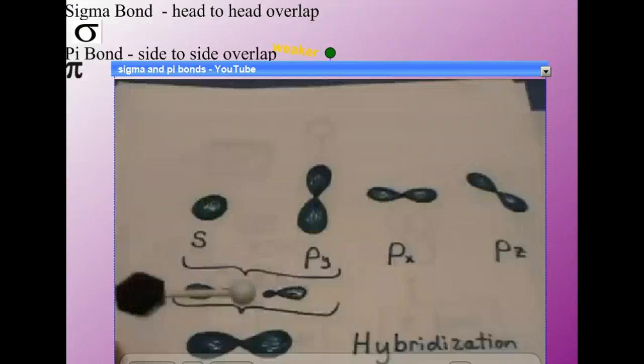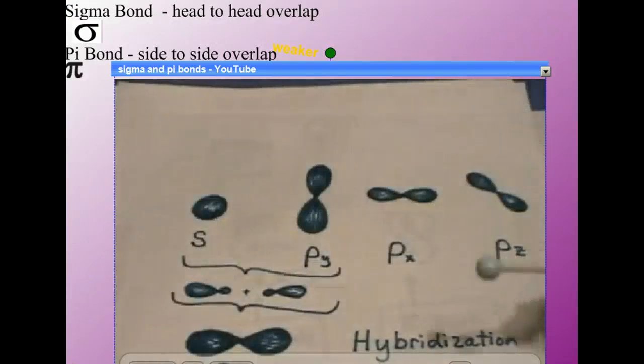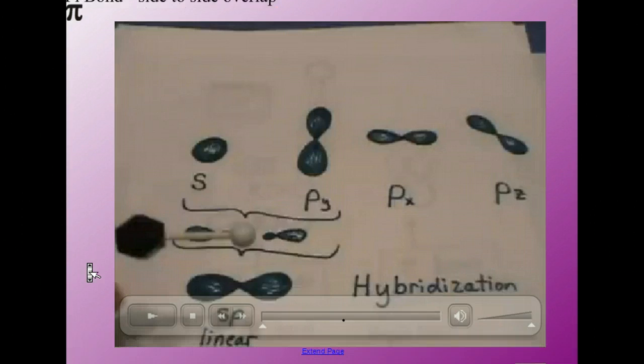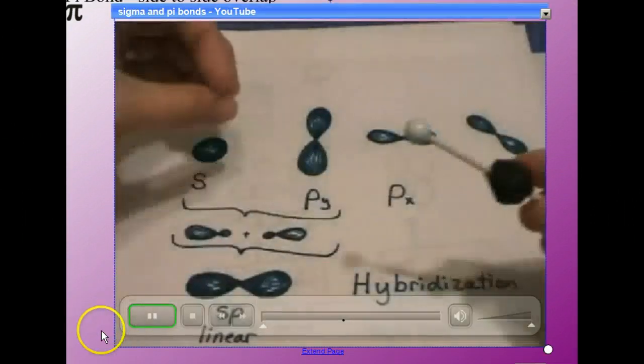One final thing that we want to talk about here is going to be sigma and pi bonds. Sigma bonds are due to a head-to-head overlap and are basically our single bonds. Pi bond is a side-to-side overlap, which is a little weaker. I'd like to watch a short video here that explains a little more in detail about the sigma and pi bonds.